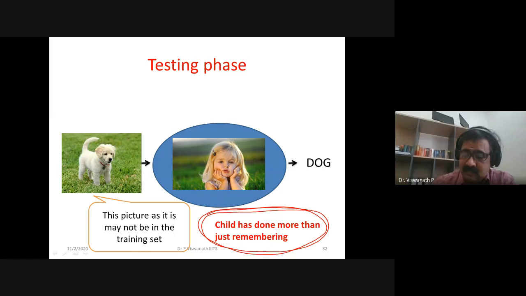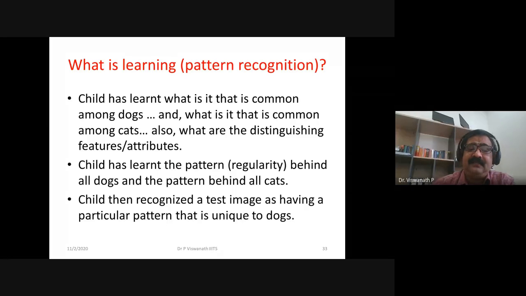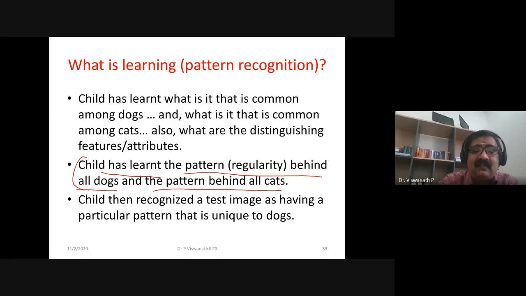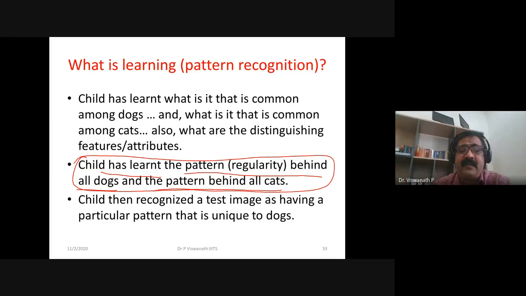So what we say is that the child has learned the pattern, that is, the regularity behind all dogs and the pattern behind all cats. There is some regularity behind all cat images and all dog images that the child is able to learn. So now the important question is, can a machine do this? Can a machine find the regularity behind a class of examples, so that given a new example, it will say which class it belongs to?